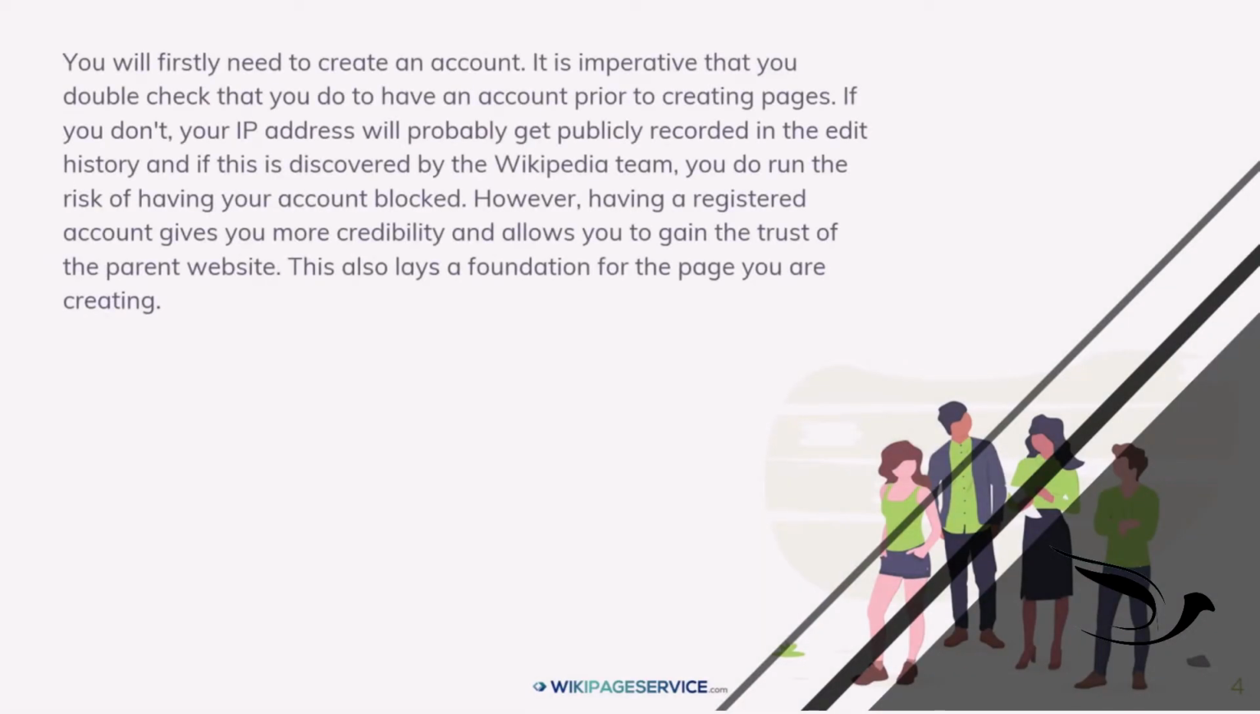You will firstly need to create an account. It is imperative that you double-check that you do have an account prior to creating pages. If you don't, your IP address will probably get publicly recorded in the edit history. And if this is discovered by the Wikipedia team, you do run the risk of having your account blocked. However, having a registered account gives you more credibility and allows you to gain the trust of the parent website. This also lays the foundation for the page you are creating.